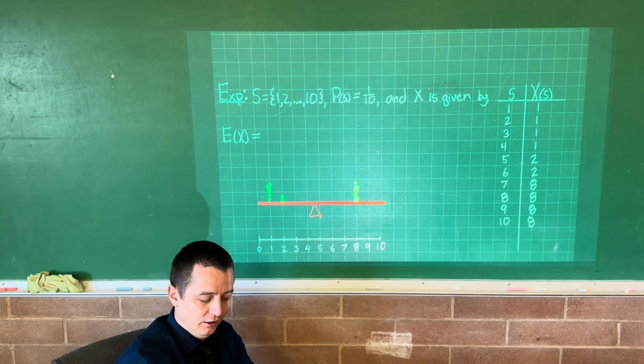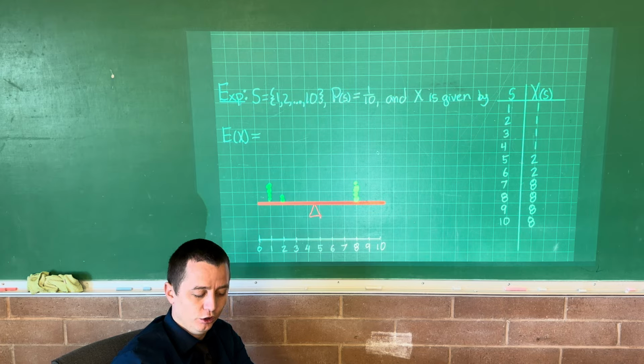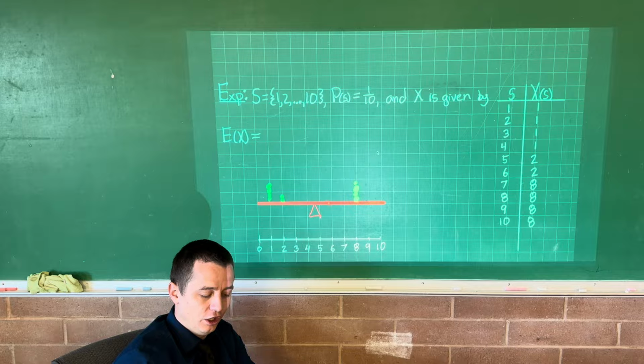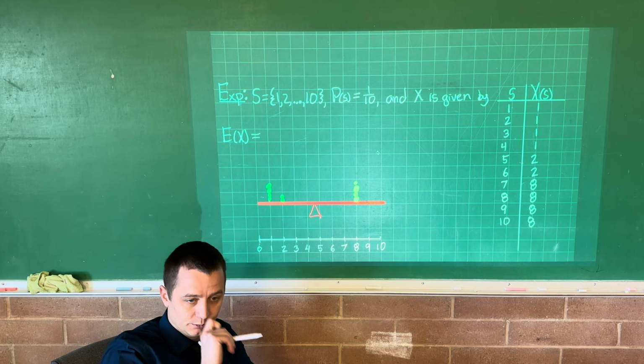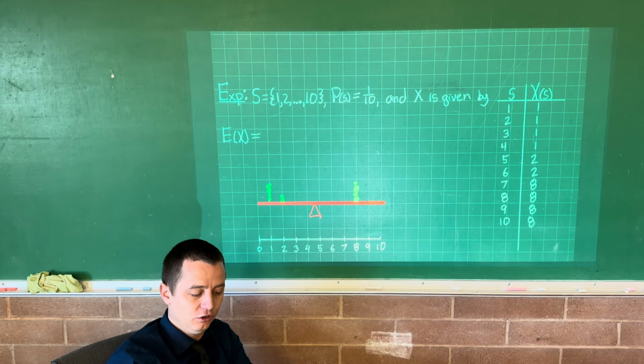The question now is, where should I place this so that they're perfectly balanced? We'll assume that the board they're on is weightless. So where should I put this so that it perfectly balances these rocks? I want to find the center of mass of this system, or in other words, the expected value, which also gives you the center of mass. So let's calculate the expected value really quick of this system.